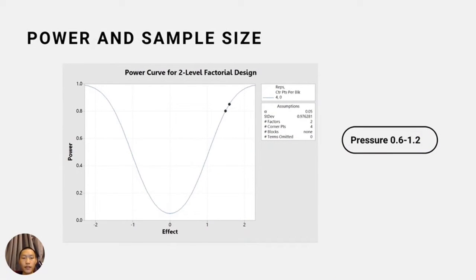The power and sample size. Power value is 0.8 and 0.85. If the effect is a high value, it's easy to detect. The graph shows on the slide.